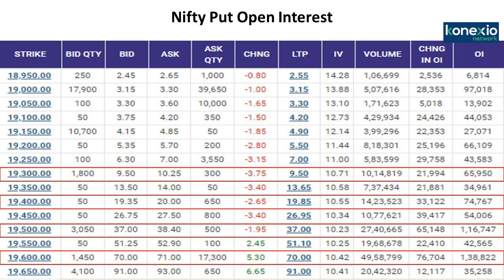as well as volume concentration, and second is 19,500, where the volume is also high and open interest is also high. So as I said, chartically 19,562 is the crucial level, and on the derivative data 19,500 is the crucial level. So most probably 19,500 could act as a strong support. Now if it closes below 19,500, then Nifty might drift down to the levels of 19,300 in the next week.